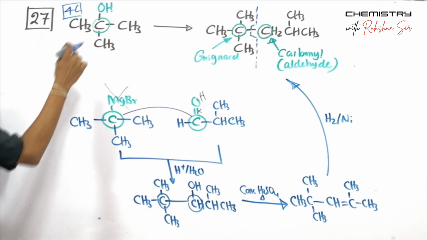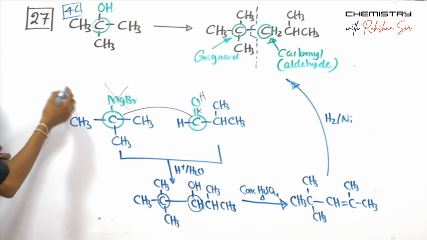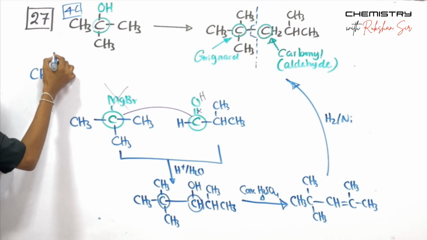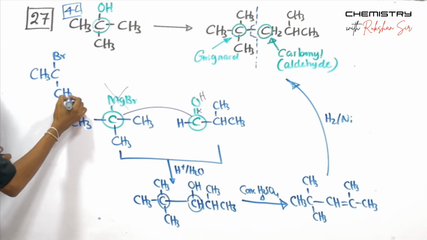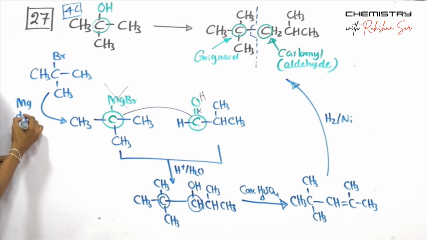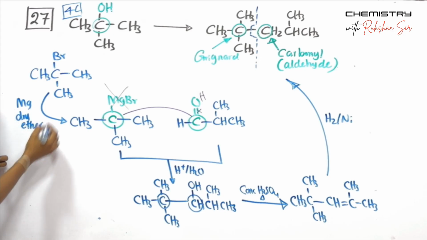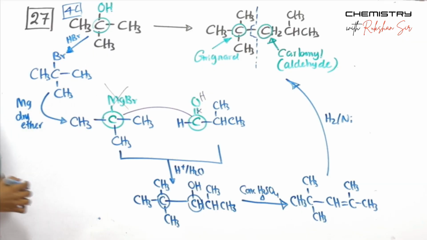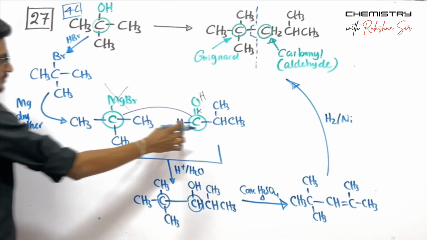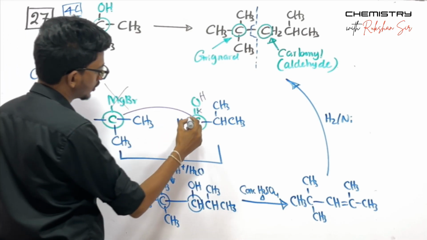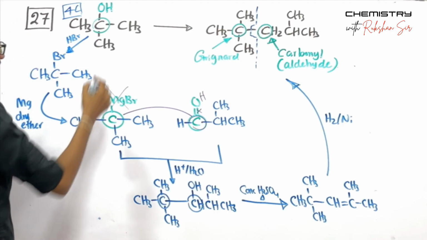Alright, just need to convert this OH to MgBr. So first of all, you can come up with the Br here. That can be easily converted to MgBr, right? This can be easily done with magnesium in dry ether. This is actually HBr. So we need to bring the functionality to the corner.